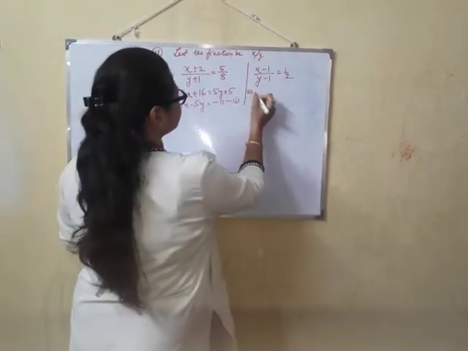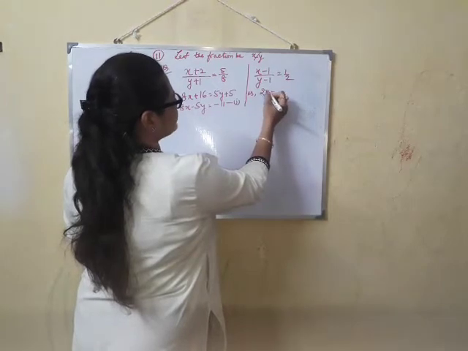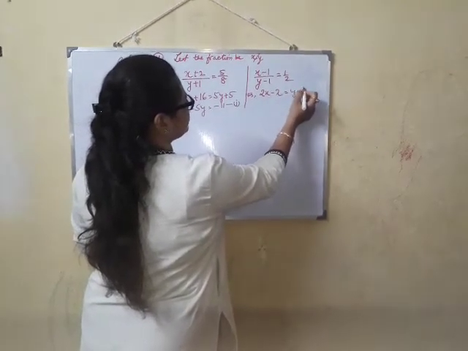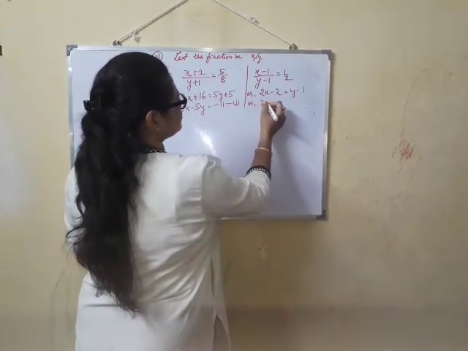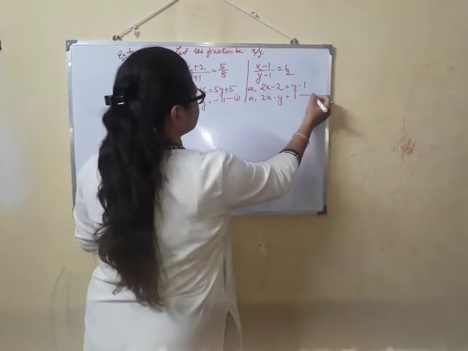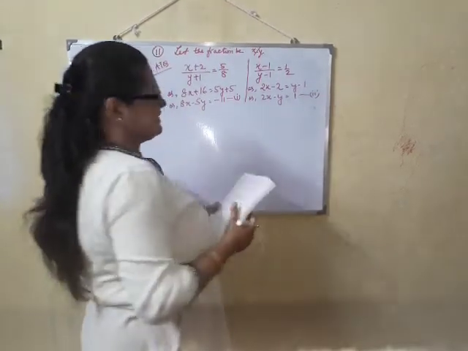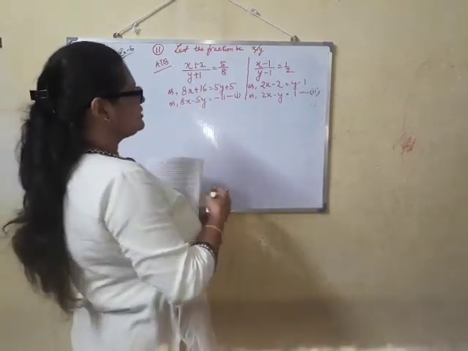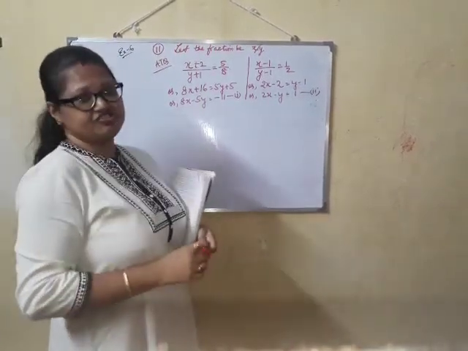From here, 2(x minus 1) minus (y minus 1)... 2x minus y is equal to 1. This is the second equation that I get. Okay. Now what I do is that I use the elimination method.